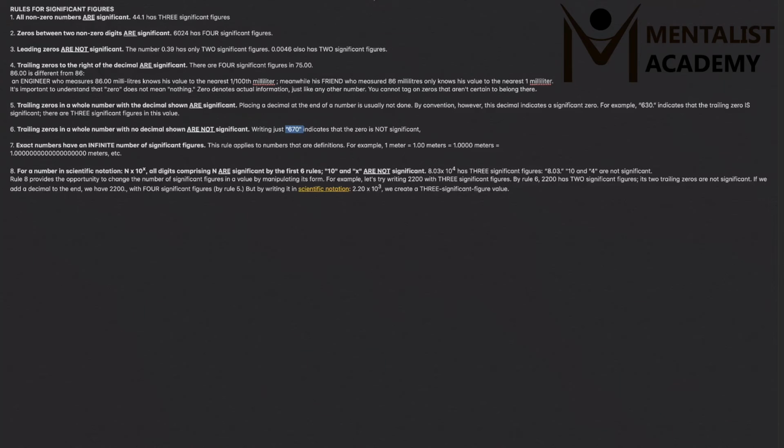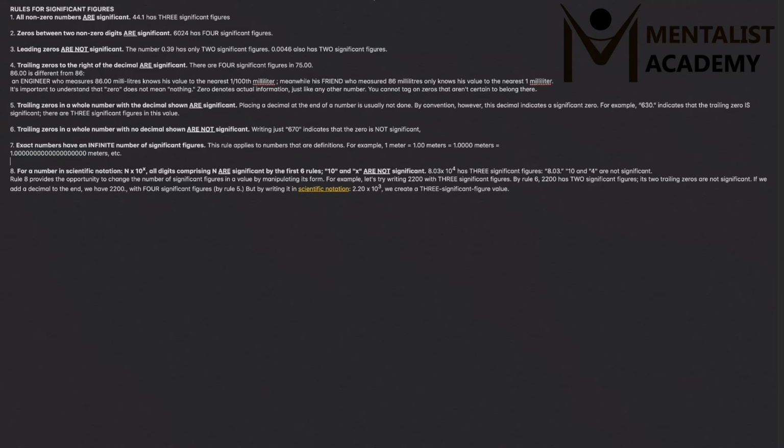Next point, seventh point, exact numbers have an infinite number of significant figures. Now let us explain this rule. This rule applies to numbers that are definitions. For example, 1 meter is equal to 1.00 meters. It can also be written as 1.0000 meters. It can also be written as 1.00000 and infinite zeros meters. So all these zeros will be counted as significant figures because they are after the decimal.